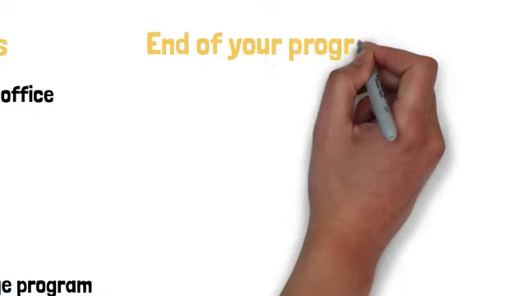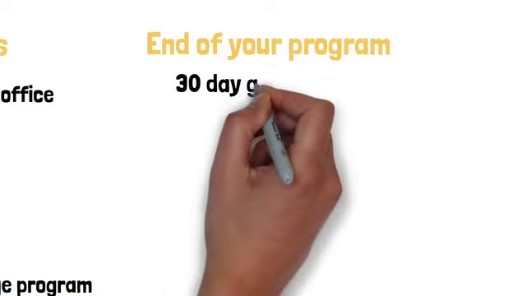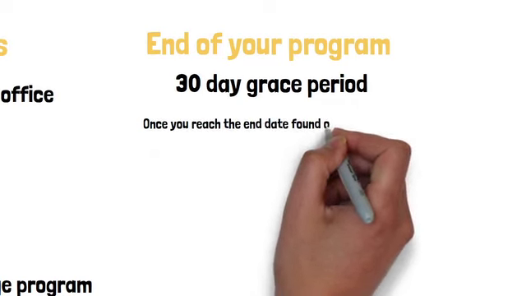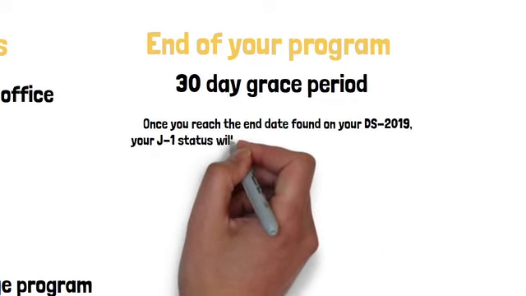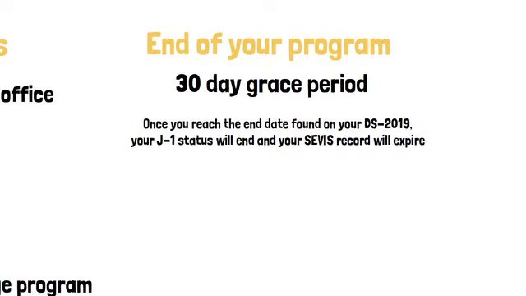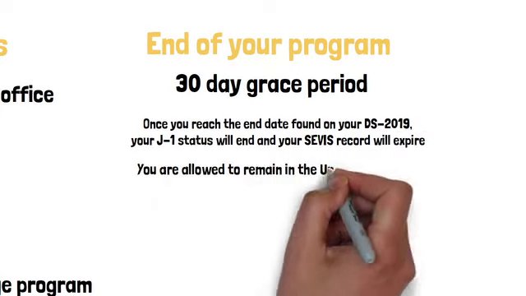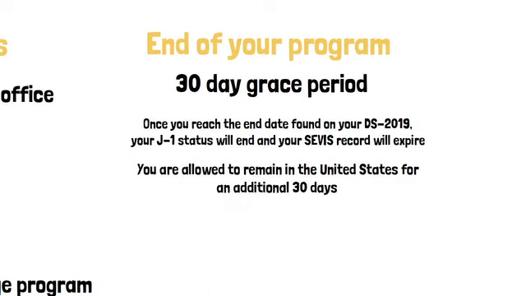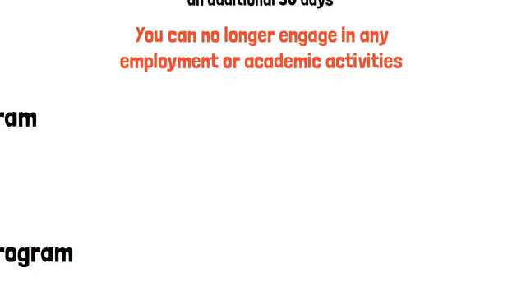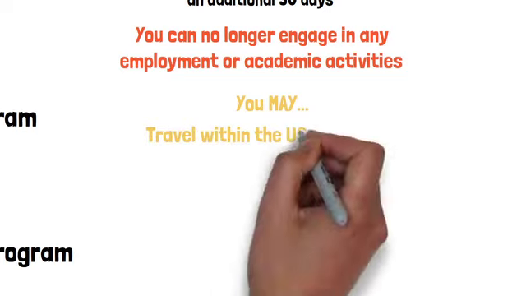After your program is complete, 30-day grace period. Once you reach the program end date found on your DS 2019, your J1 status will end and your SEVIS record will expire. However, you are allowed to remain in the United States for an additional 30 days before departing the country. During this 30-day grace period, you are no longer eligible to engage in any employment or academic activities. You may, however, travel within the United States.